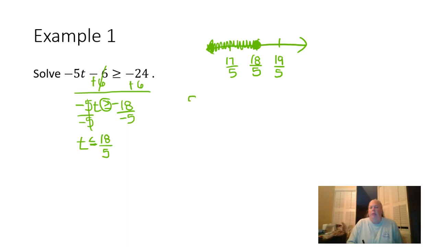Now if I'm going to write this in set builder notation, this is the one with the braces, we have the set of t such that, and now we need our rule, which conveniently is located right here. We just solved the problem. So t is less than or equal to 18 divided by 5.